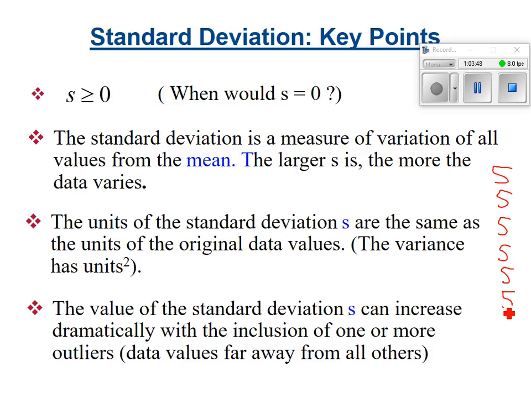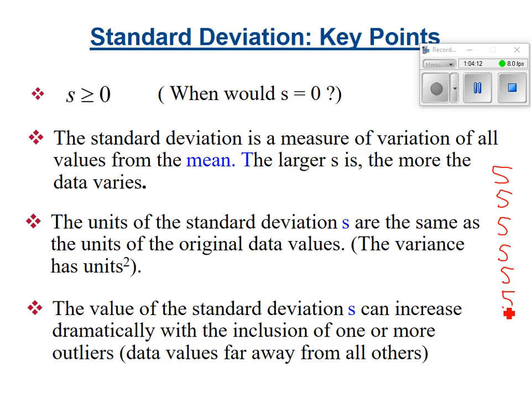Because how far does this 5 deviate from the mean? 0. How far does this 5? 0. All of them would deviate nothing from the mean. Standard deviation is a measure of variation of all the values from the mean. The larger S is, the more the data varies.